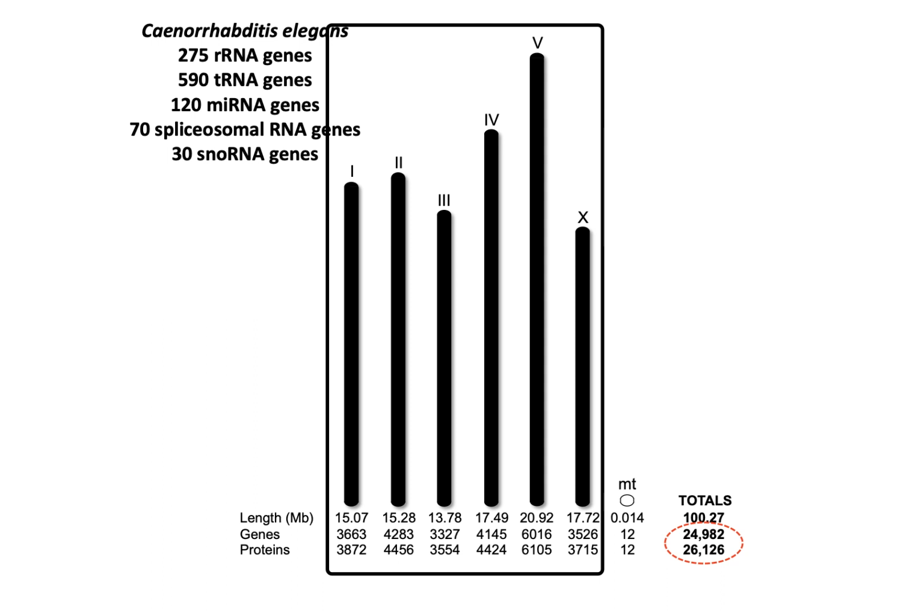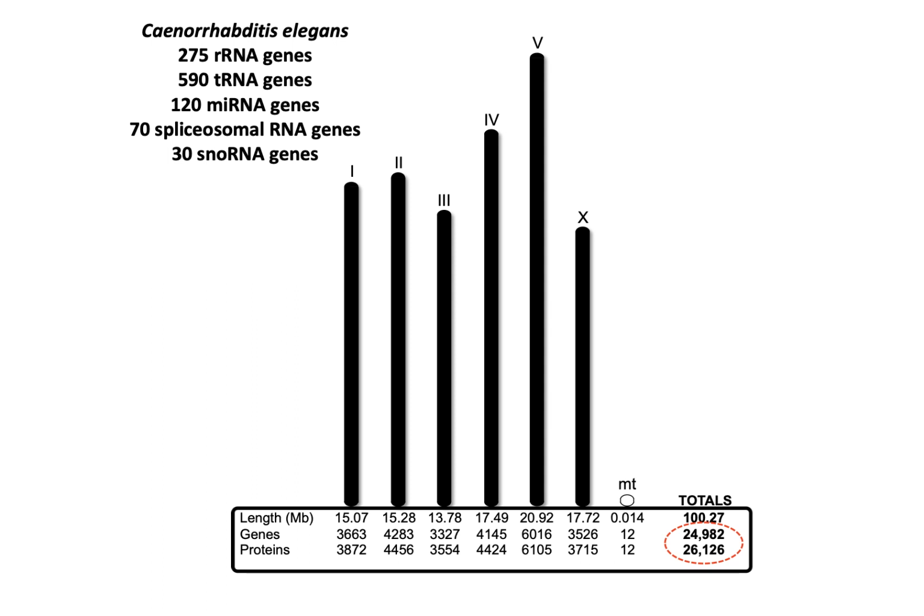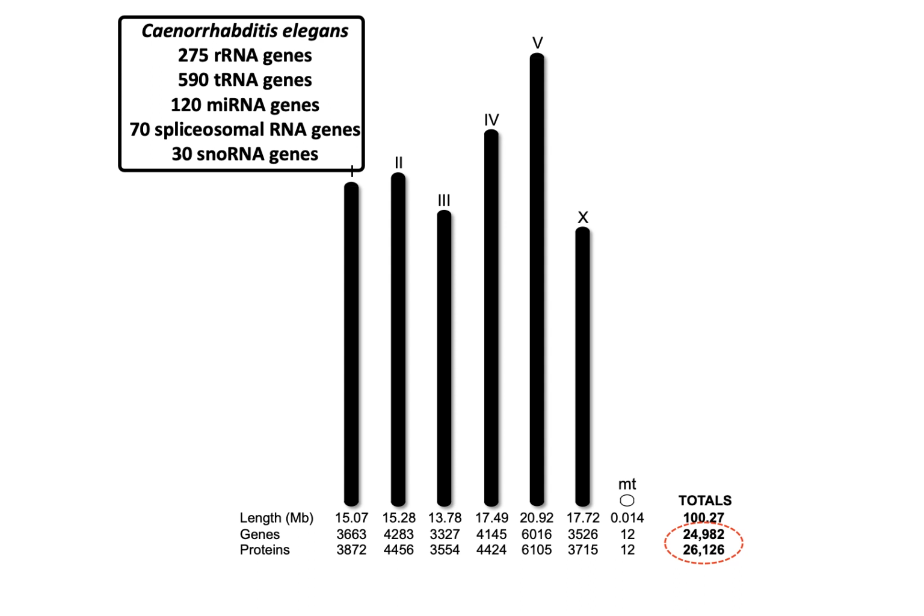So here are the chromosomes. There are 5 chromosomes plus the X chromosome. Females have 2 X chromosomes. Males are X0 as far as their sex chromosomes. About 100 million base pairs of DNA, 25,000 genes with 26,000 protein products. So there's quite a bit of alternative splicing. There are an average of 275 ribosomal RNA genes, but that's an average again. 590 tRNA genes, 120 microRNA genes, 70 spliceosomal, and 30 snoRNA. So a lot more of these small RNAs that are controlling different functions and processing different RNAs within each cell.